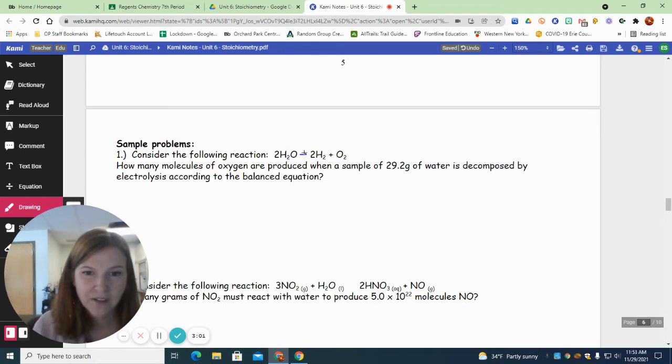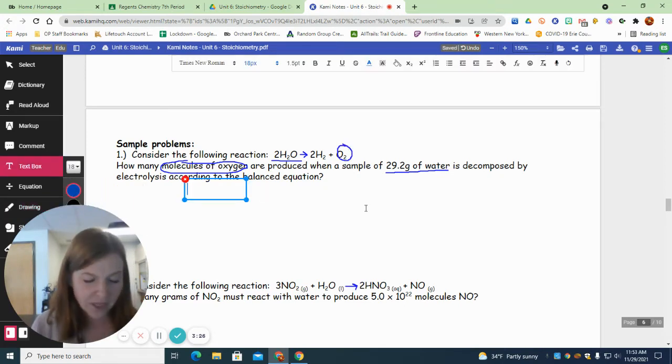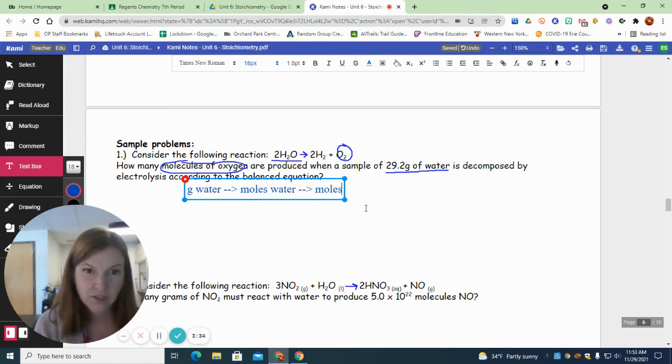First thing I'm going to do is draw on my arrows because none of those printed. All right. Number 1 says, consider the following reaction. How many molecules of oxygen are produced when a sample of 29.2 grams of water is decomposed? Okay. So we are given water, H2O. We are solving for oxygen, which is this. So think about what the plan is. We have to get from grams of water to moles of water to moles of oxygen with H2O, molecules of oxygen.